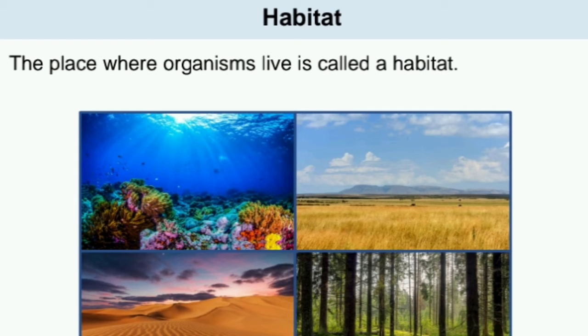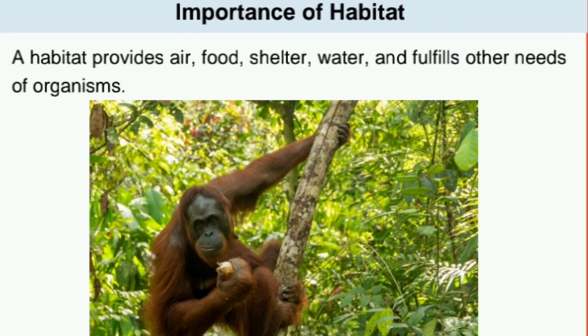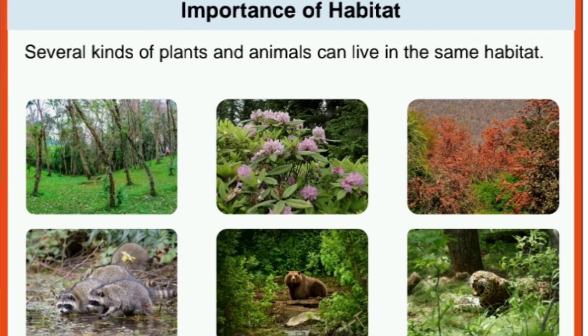These places where an organism lives are called habitat. Habitat of an organism is the place in which it lives. It provides air, food, shelter, water and will fulfill all the requirements of the organisms which live in that habitat. Many different types of plants and animals can together live in same habitat. We can see many plants and animals living together.